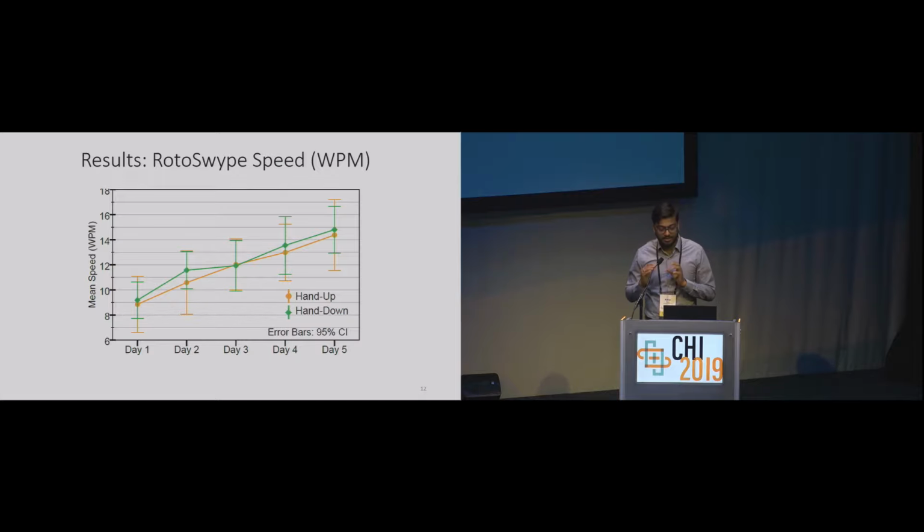The 2 postures, as you can see, have very similar speeds. Another thing to notice here is that there are no signs of the performance plateauing. And that means that 15 words per minute is definitely not the ceiling of how fast RotoSwype can go eventually. And in fact, we asked 4 participants to do 2 more days of the study, and by the 7th day, they were able to reach speeds of 17 to 22 words per minute. And they were still improving. And if you think about it, these speeds are not bad for a simple low-power IMU-based ring.